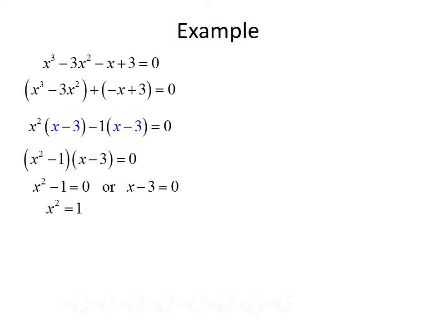If x squared minus 1 equals 0, we can add 1 to both sides, giving us x squared equals 1, and then take the square root of both sides, giving us x equals plus or minus 1. And if x minus 3 equals 0, we can add 3 to both sides, giving us x equals 3.